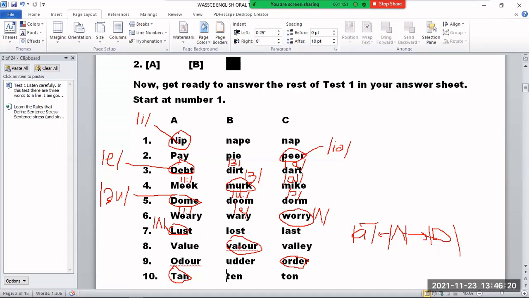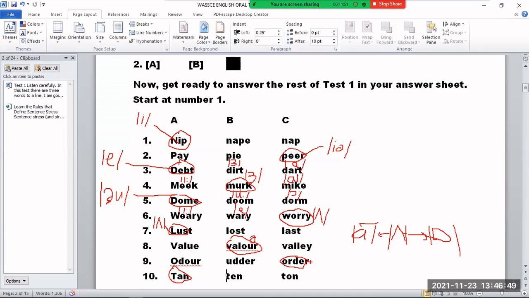Then here you have vale. Vale. All right? Now, the sound here is the schwa sound, and it is different from value and valley. This is vale. All right?